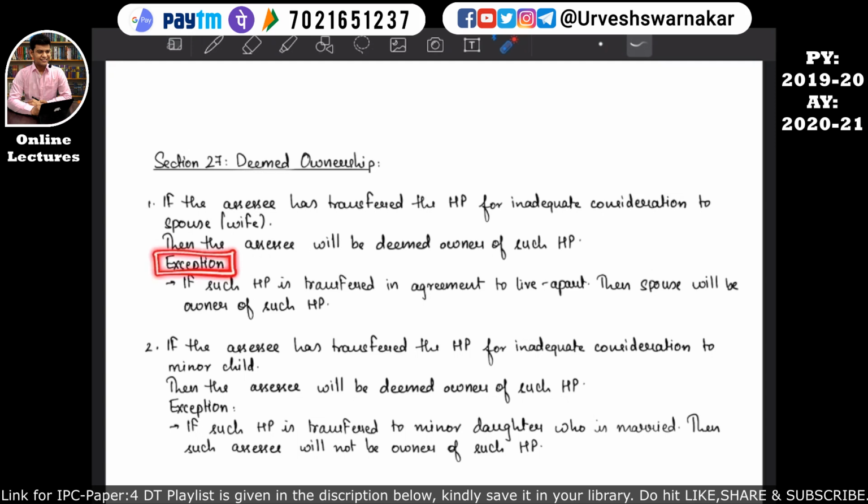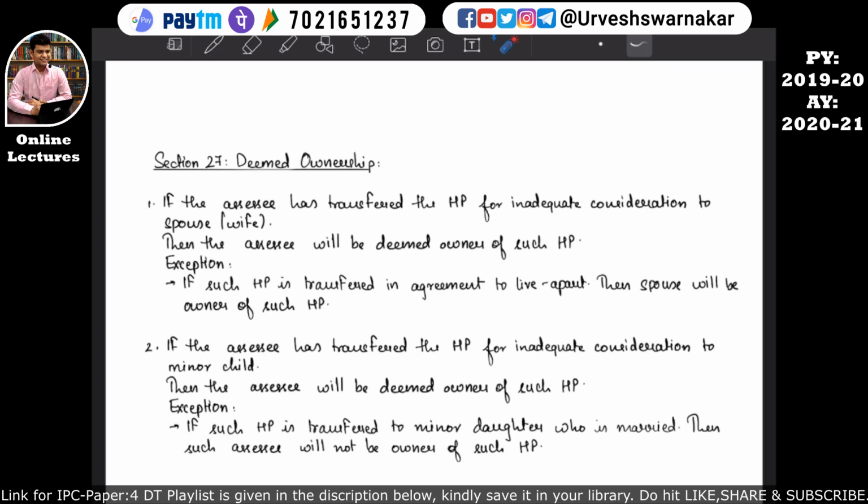But here we will study an exception. The exception says that if such house property is transferred in an agreement to live apart, then the spouse will be the owner of such house property, and any income earned by the spouse will not be clubbed into the income of the assessee who has transferred that house property. There also we have studied it, but here we are studying it in a little more detail. The agreement to live apart, in simple words, means divorce. So do not think much about that. What does an agreement to live apart mean?